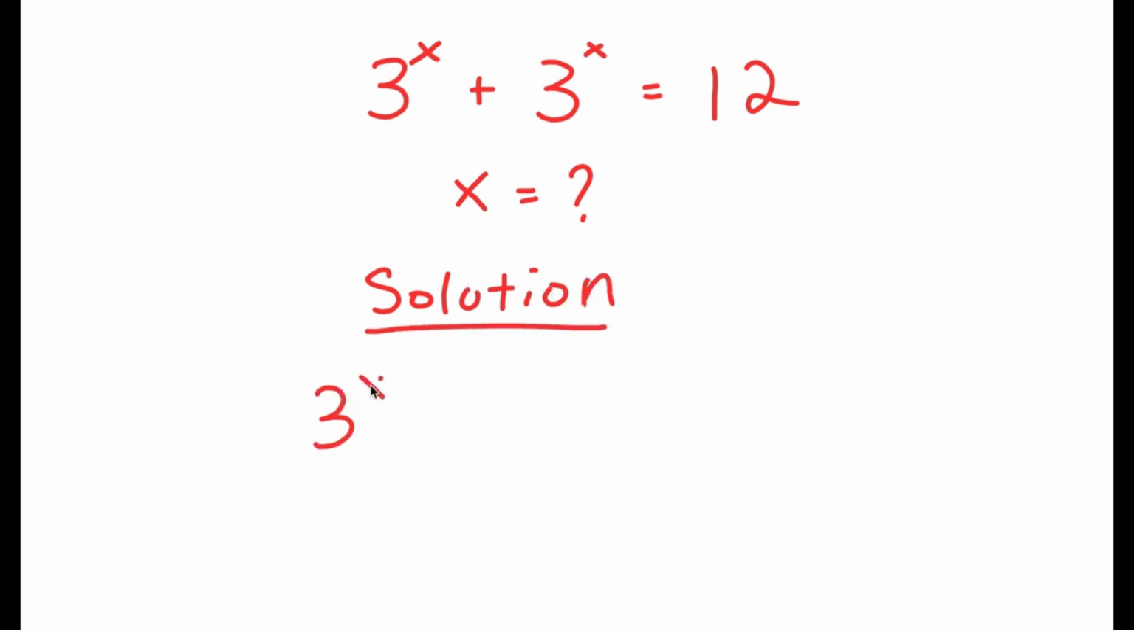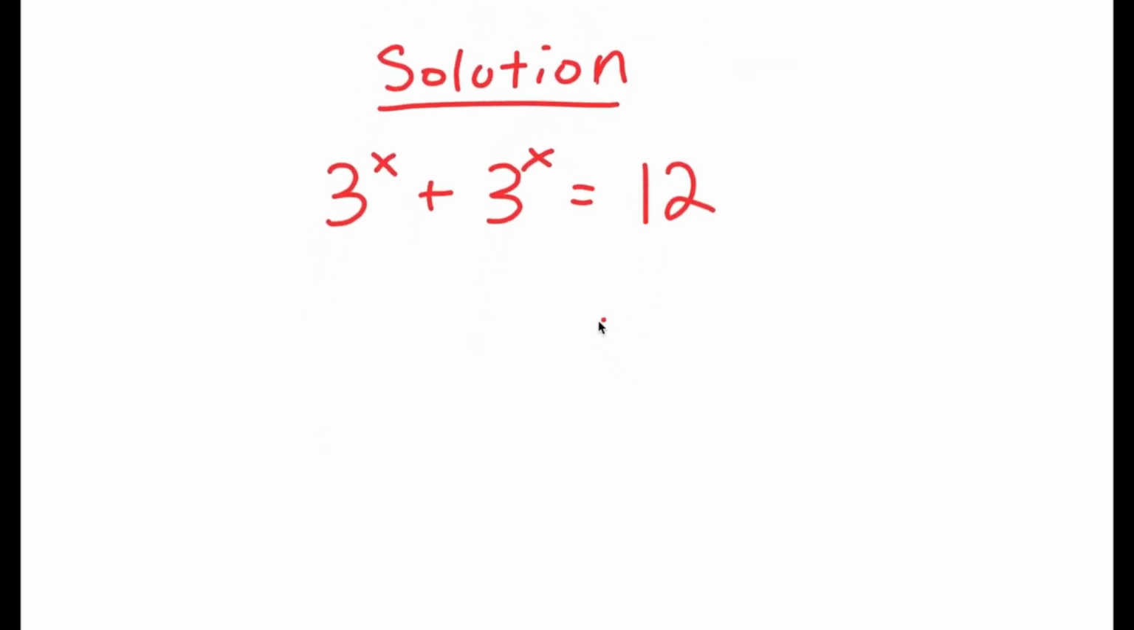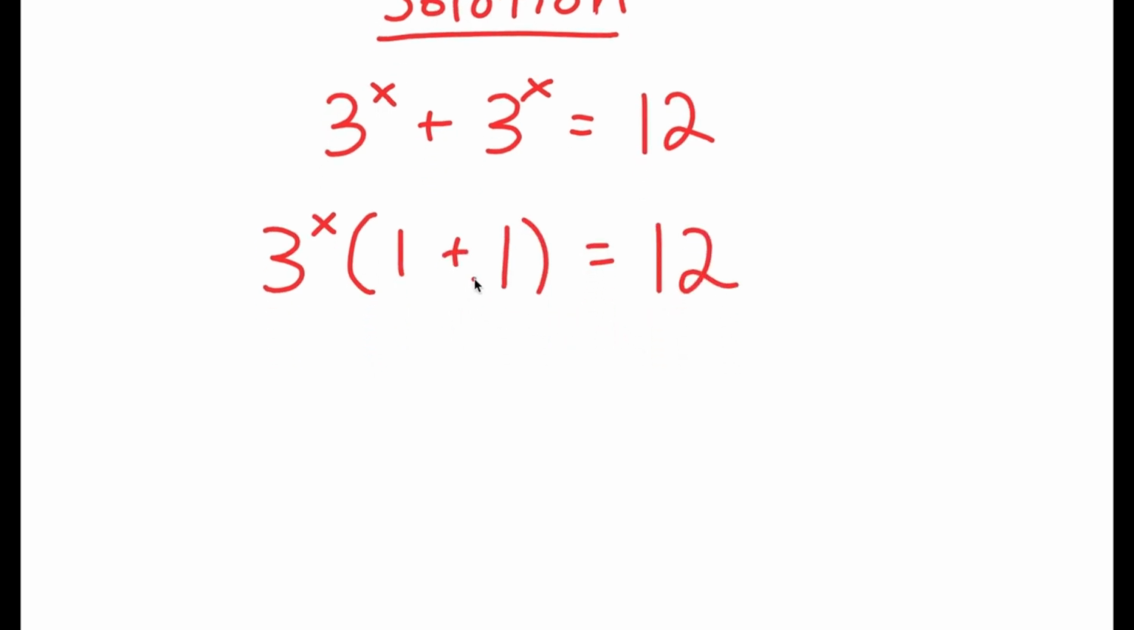So I have 3 to the power of x plus 3 to the power of x is equal to 12. What I'm first going to do is factor out 3 to the power of x. So I get 3 to the power of x times 1 plus 1 is equal to 12. Now 1 plus 1 is 2, so I get 3 to the power of x times 2 is equal to 12.